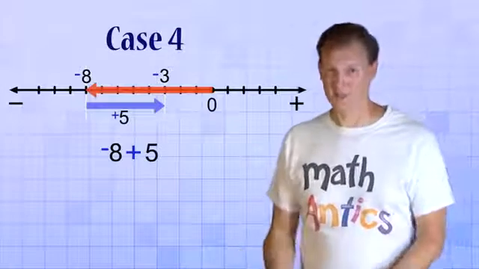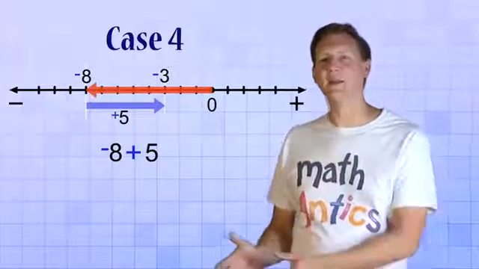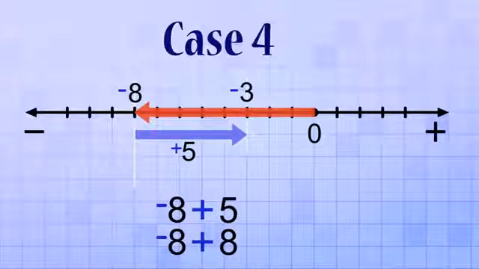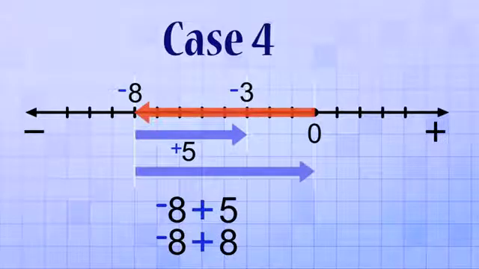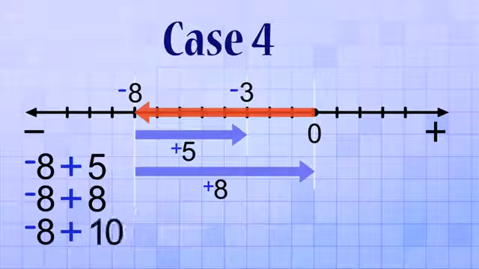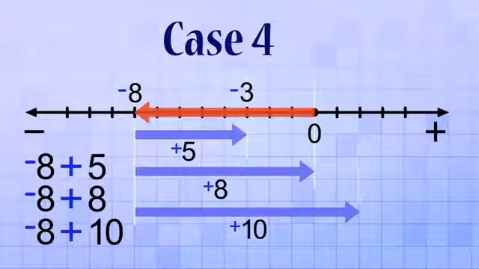But this looks similar to case 2, right? Imagine what would happen if you made it even more positive. You could add 8 instead of 5, and that would move you all the way up to 0. And if you added even more, like negative 8 plus 10, that would take you to the positive side of the number line and give you the answer of positive 2.